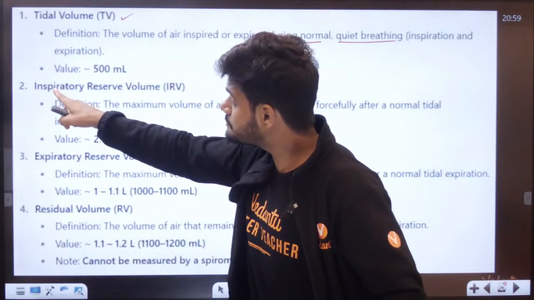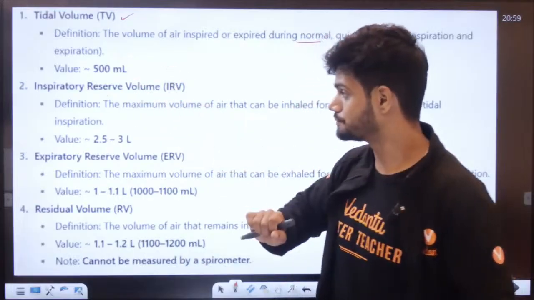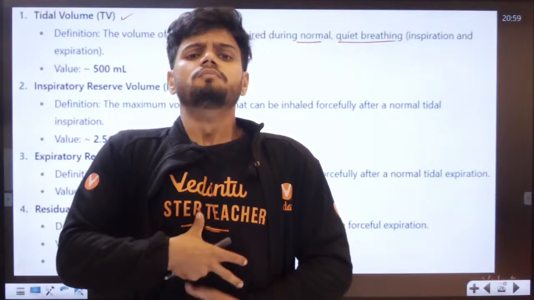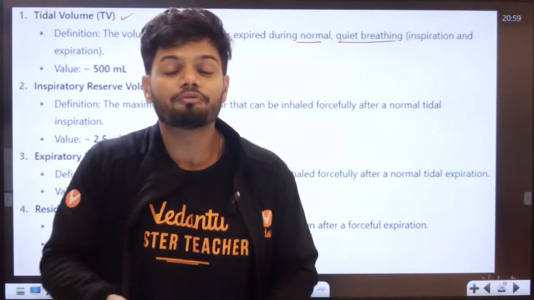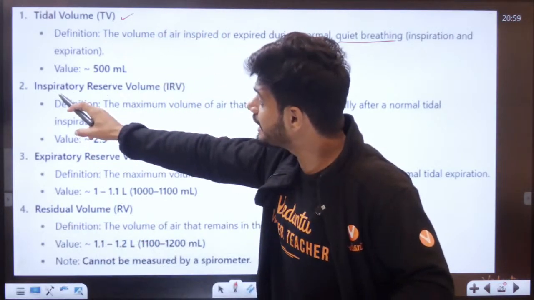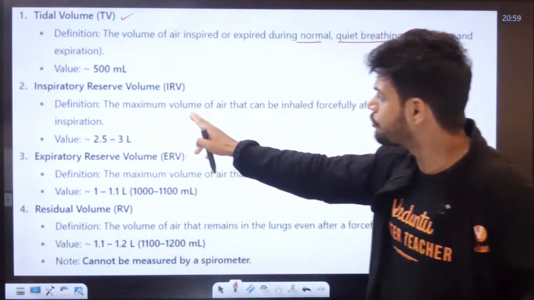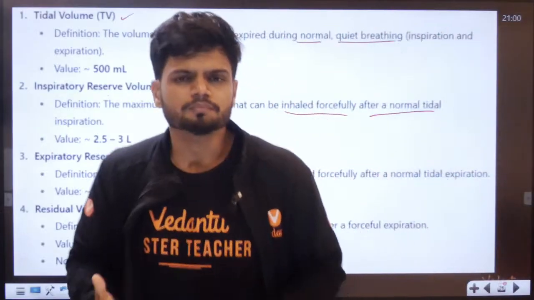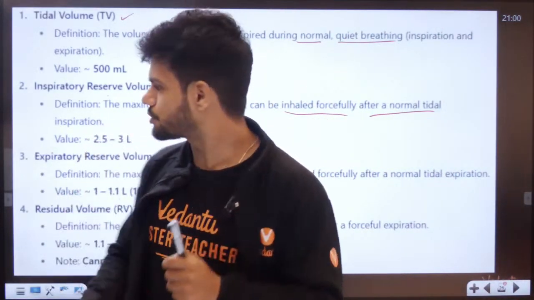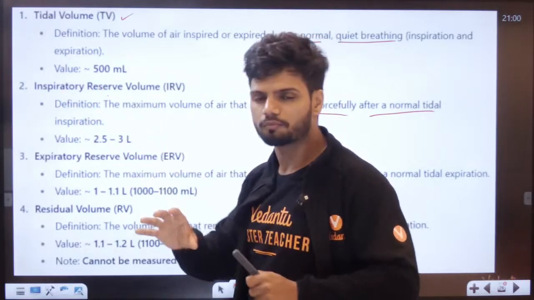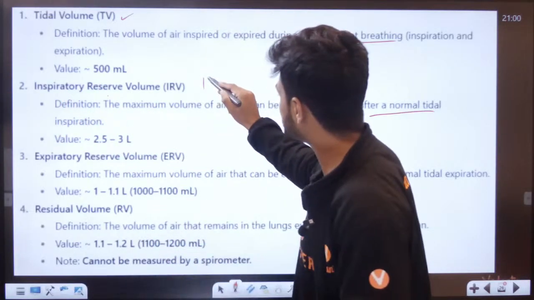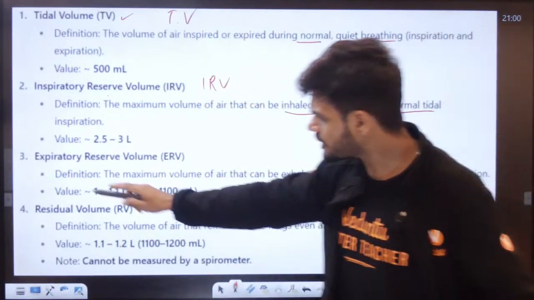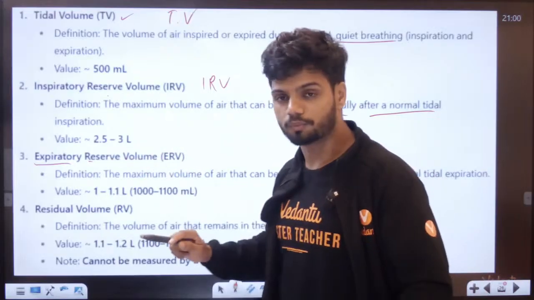Now, what is inspiratory reserve volume? Students, I want all of you to breathe in forcefully now. What do you call that? Forceful breathing in is called inspiratory reserve volume: the maximum volume of air that can be inhaled forcefully after normal tidal volume. After tidal volume, if you are taking in air forcefully, that is called inspiratory reserve volume, also called IRV.